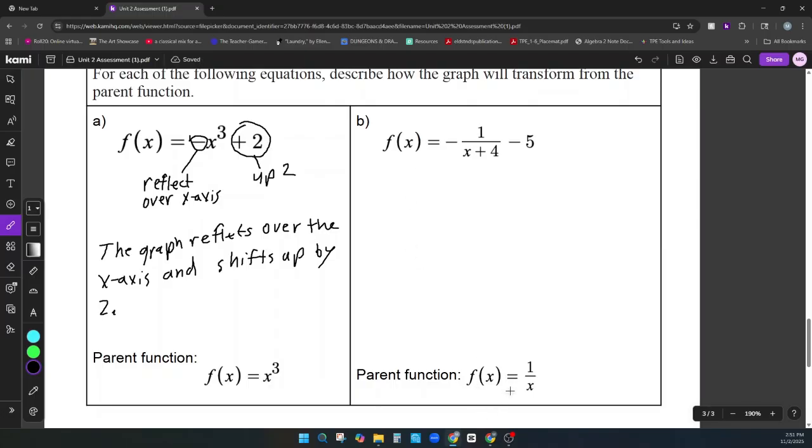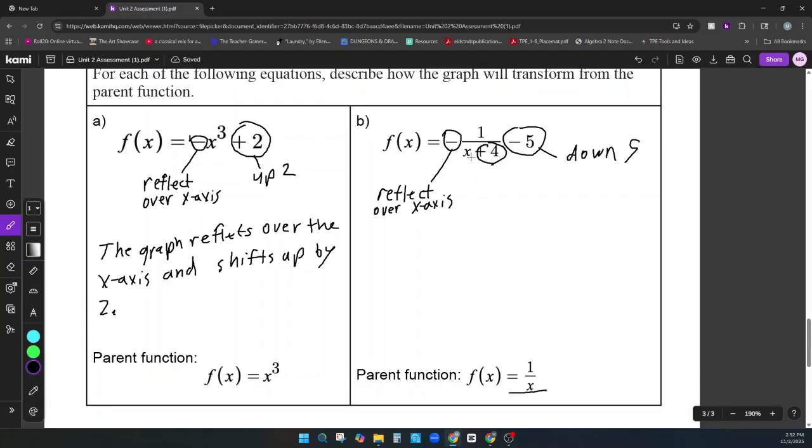For part B, I once again look at my parent function and try to find all the differences here. The differences being, once again, I have a negative, I have a +4 directly applied to my x, and I have this 5. Once again, our negative is going to reflect our graph over the x-axis. My 5 is a k value. This time I'm going to go down 5 because it's negative.